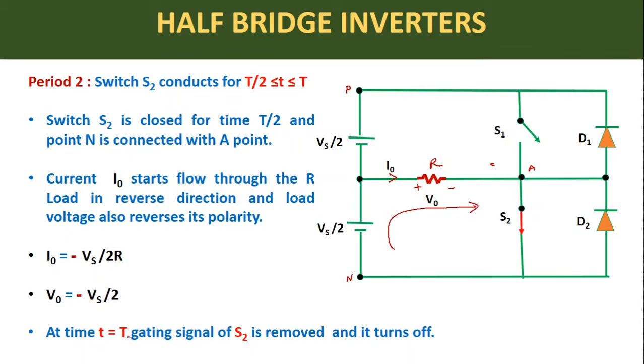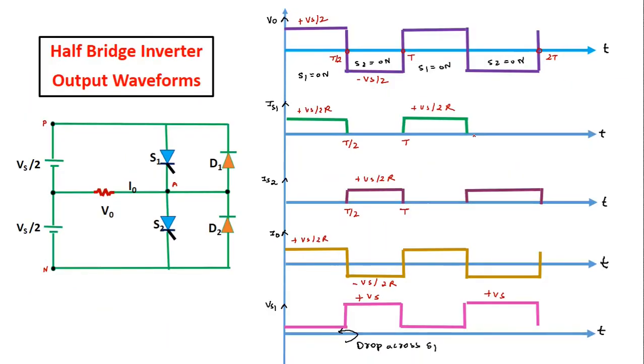Again, at time t equal to capital T, the gating signal for this S2 thyristor will be removed and it will again go into the off condition. And after time t equal to T, we again switch on this S1 thyristor and the cycle repeats itself. Now we will understand the output waveforms for the half bridge inverter. So first we are taking when this S1 switch goes into the on condition.